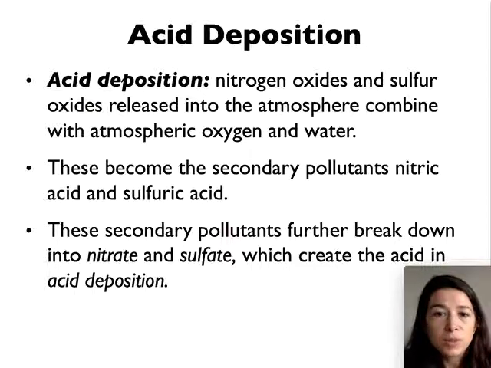It comes from the primary pollution, nitrogen, sulfur oxides, and also nitrogen oxides to some extent. And these are released into the atmosphere. So the sulfur oxide goes into the atmosphere.